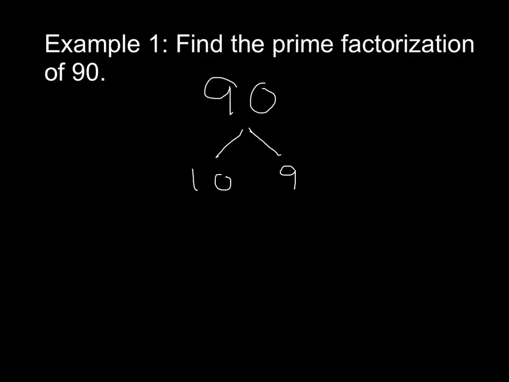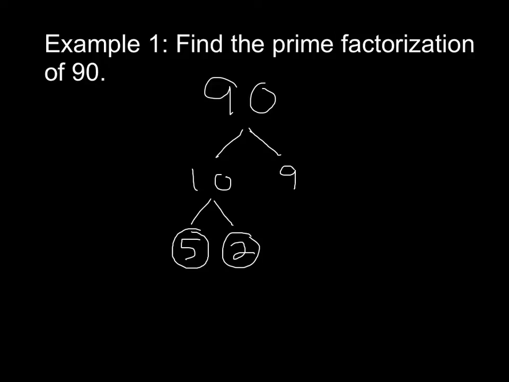Is 9 prime? Nope, 9 isn't prime either. So we're going to go on to the next step. The next step is to take 10 and come up with two numbers that multiply to be 10. 5 times 2 is 10. Is 5 prime? Yes, 5 is prime. The only way to get 5 is 5 times 1, so we're going to circle it. Is 2 prime? Yes, 2 is prime.